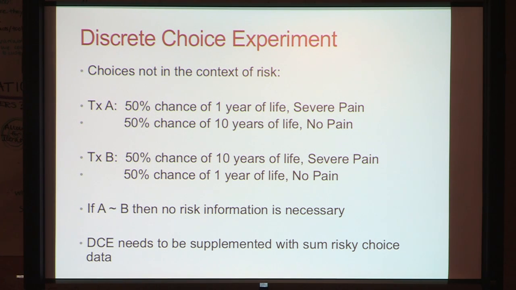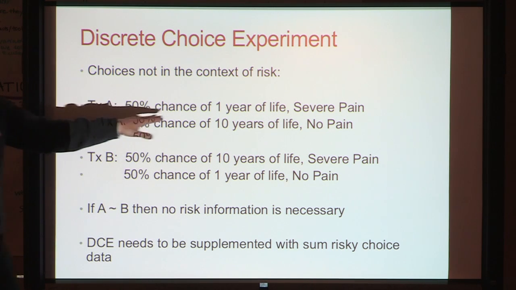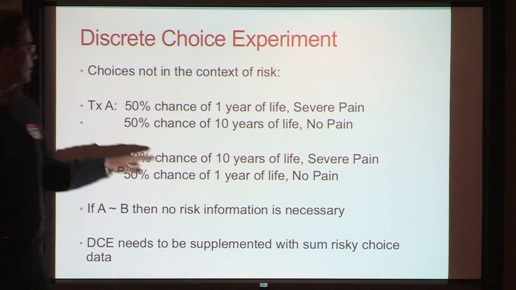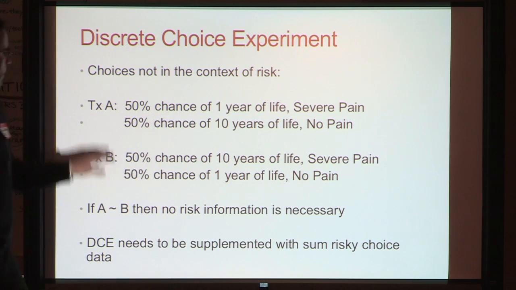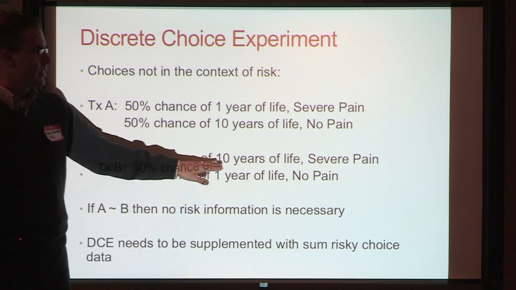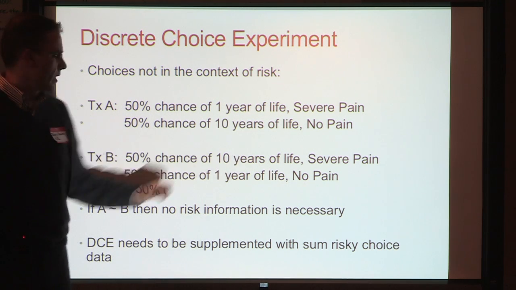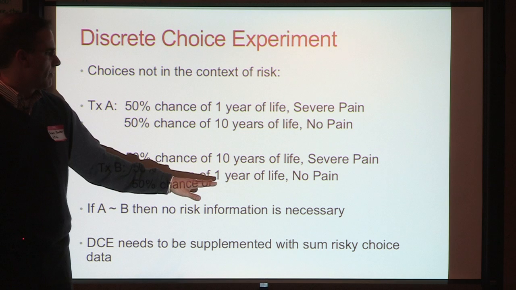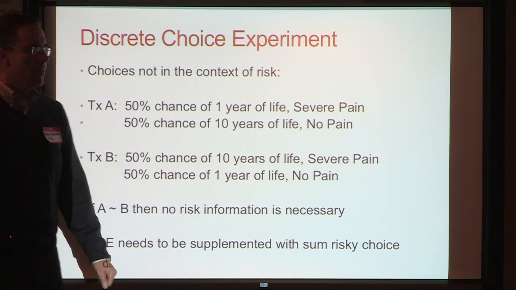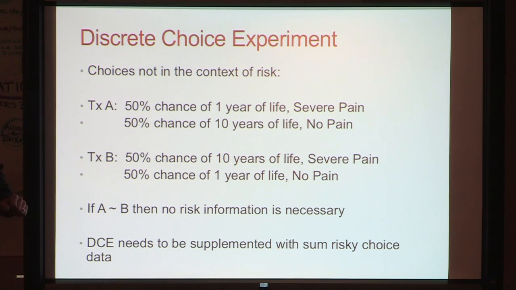So if you look at this first option, suppose you have a 50% chance of a year of life in severe pain and a 50% chance of 10 years of life with no pain. That's option A. Option B is a 50% chance of 10 years of life with severe pain and a 50% chance of 1 year of life with no pain. How many people prefer one of these options pretty strongly over the other?